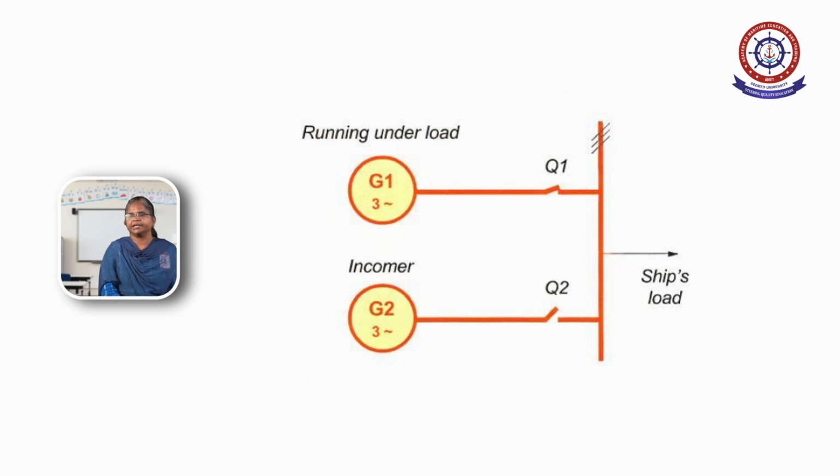The generator already on the bar is called the running machine, and the generator which is going to be brought in parallel is called the incomer. To smoothly parallel the incoming generator, it must be synchronized with the live bus bar. Here G1 is already running, and G2 is the incomer. Both are connected to the bus bar. When the voltages and the frequency are the same, that is when the circuit breaker is closed. Once closed, both will share the load, supplying the ship's load.